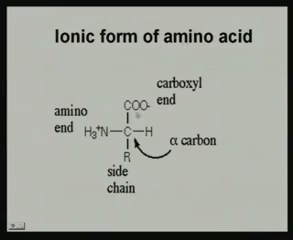Now as I have told you, this is the basic ionic form of an amino acid. This is the carboxyl end and this is the amino end and this is the R group. As I have already told you, the R group of each of the 20 standard amino acids varies from the others, and that makes one amino acid different from another.